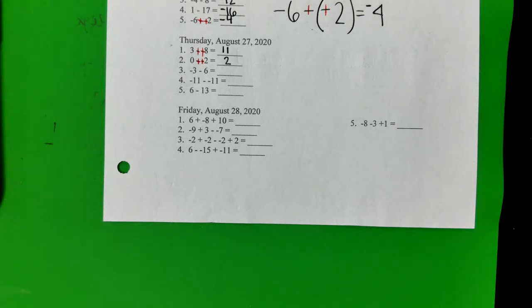Today is Thursday, August 27th. We are working on the bell ring, the math workshop. We are on number 3. Okay.